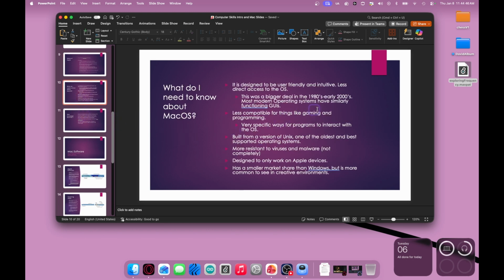All right. Some things that you should probably know about the Mac operating system. So it's designed to be user-friendly and intuitive. That's kind of the goal.